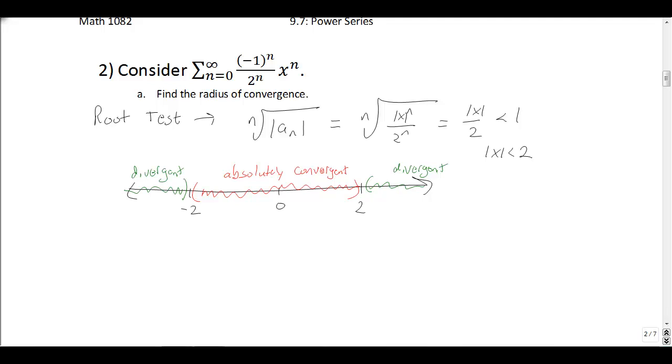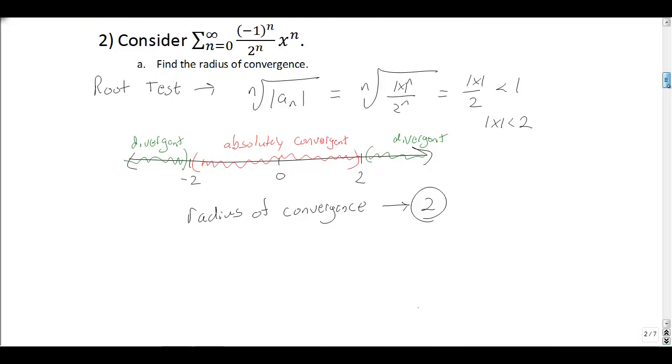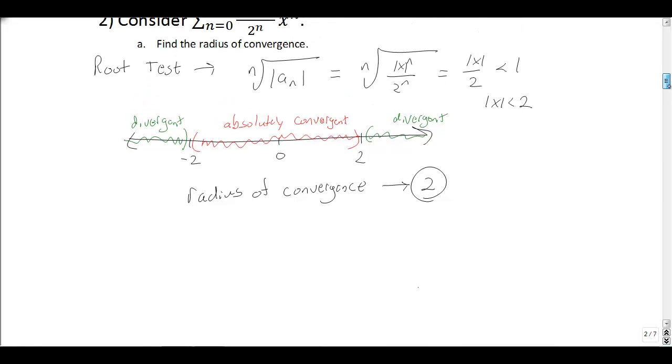So for almost every value of x, we've determined if this series will converge or diverge, just not for x equals 2 and negative 2. We're going to do those separately. And so here our radius of convergence is really just the 2, the distance from 0 to 2. So we got a radius of convergence of 2.